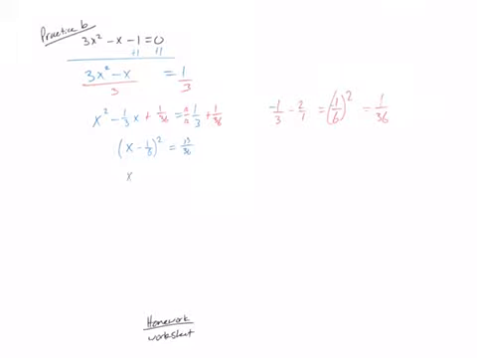That means x minus 1/6 is equal to the plus or minus square root of 13 over 36, which simplifies down to the plus or minus square root of 13 over 6. Then I will add the 1/6 to both sides, and I'll end up with x is equal to 1 plus or minus the square root of 13 over 6.